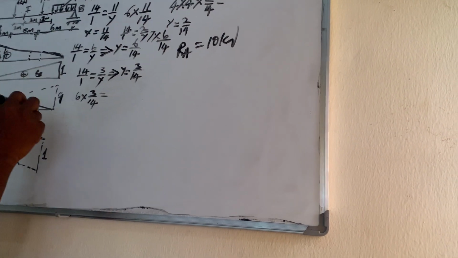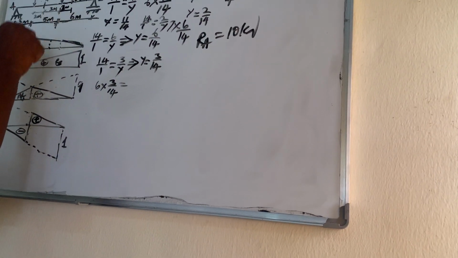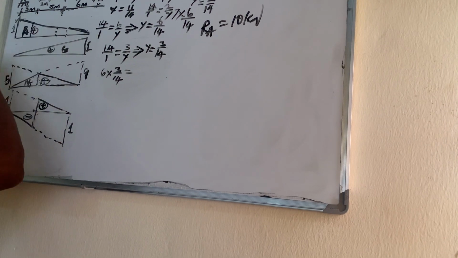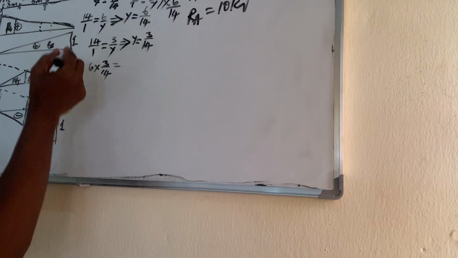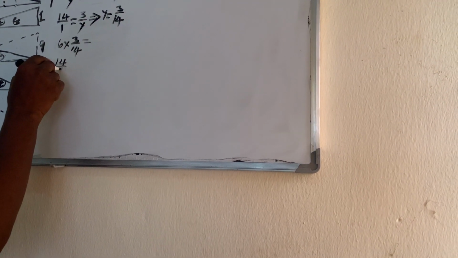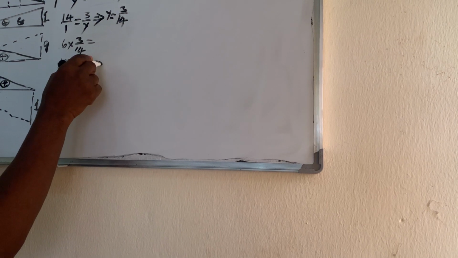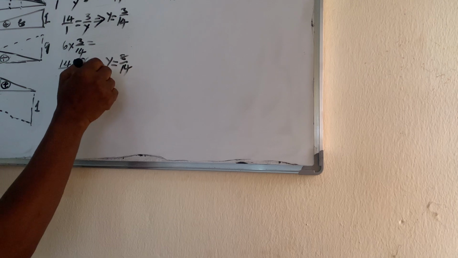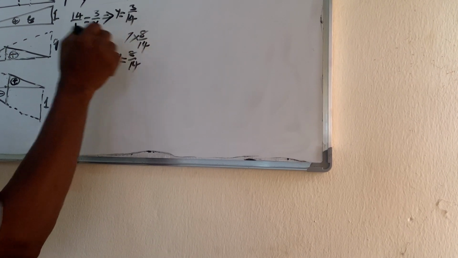Then I come to 7. The ordinate at the point where the 7 kilonewton load is, the distance is 3 and 5, that is 8. So 14 over 1 is equal to 8 over y, which implies by similar triangle that y is equal to 8 over 14. The effect would be 7 times 8 over 14.